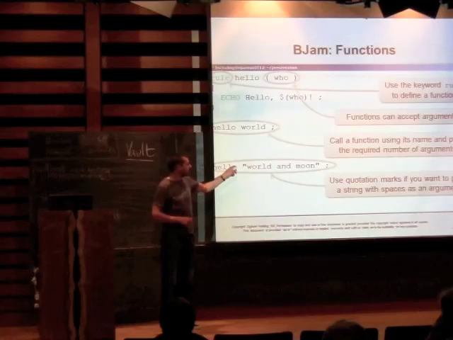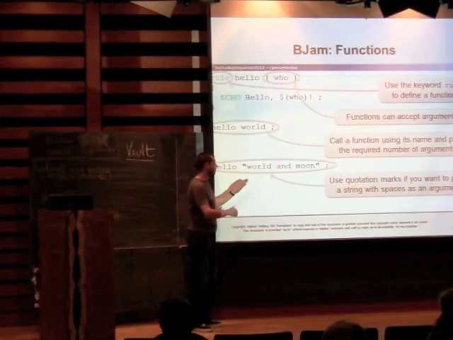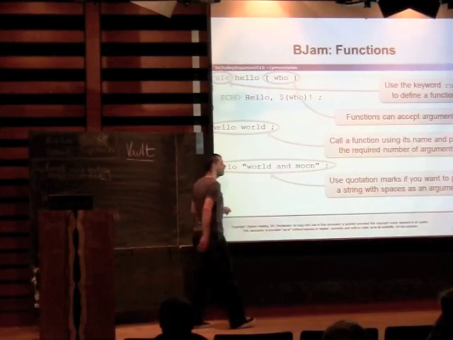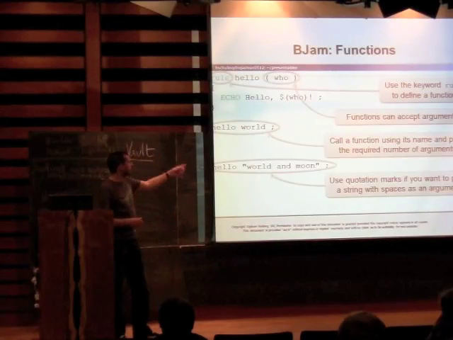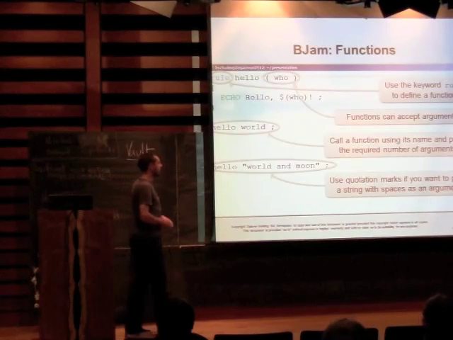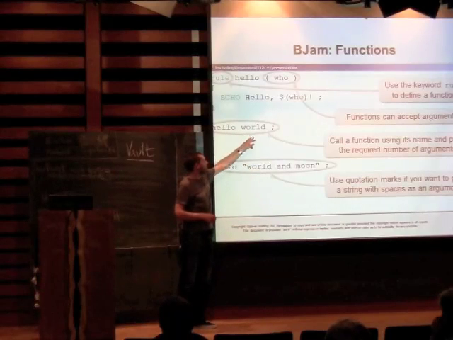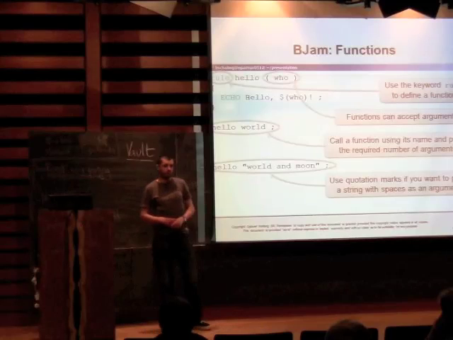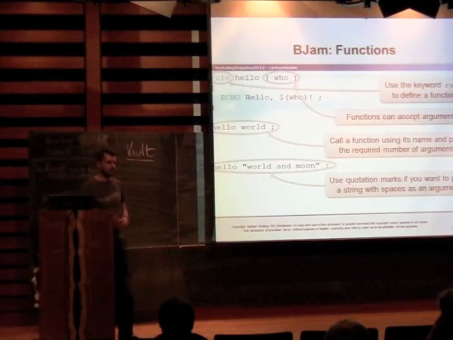If you want to pass something like this to hello, you have to use quotes here because there are spaces. So this is now one string, a list with one string. And in this case, word and moon is passed as a parameter to hello. If you think it's more readable, you can use these quotes everywhere you like. You can put the quotes around words too, but most of the time you just don't do it because everything is a string by default.